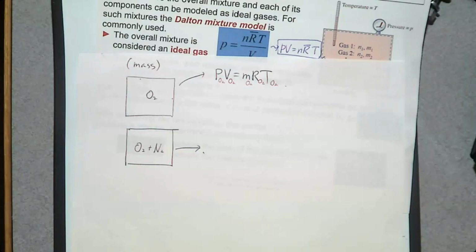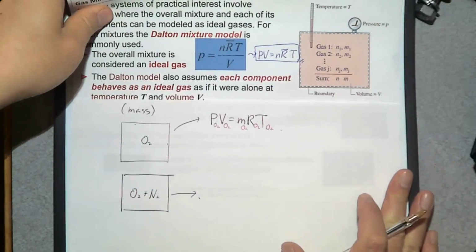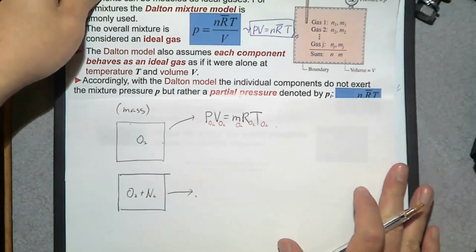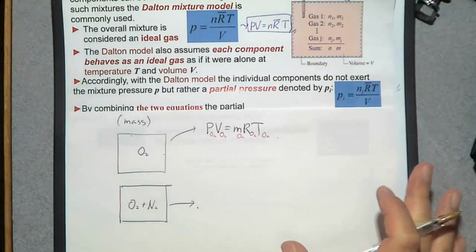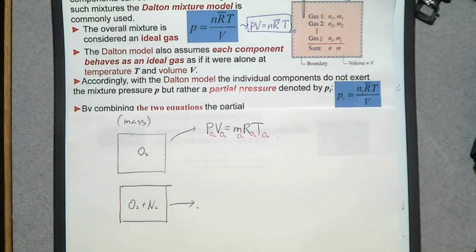And if we use the ideal gas equation on a mass basis, analyzing this mixture is going to be complicated, because we have no idea about the gas constant R. Are we going to use the gas constant R for oxygen or nitrogen? We know they are different, right? So if you have a mixture, it is convenient to use the ideal gas equation on a molar basis.